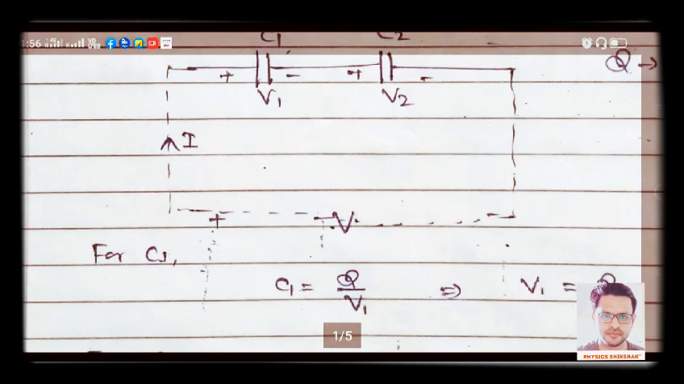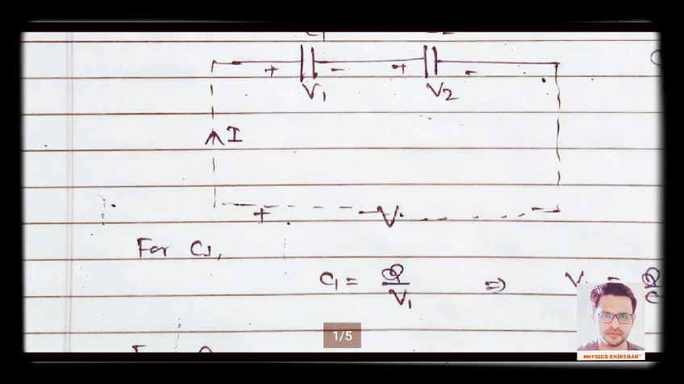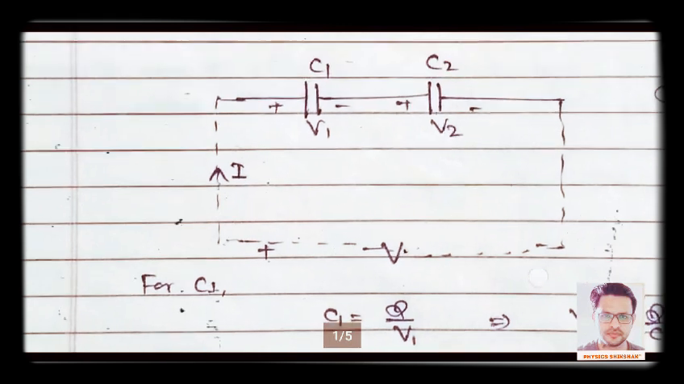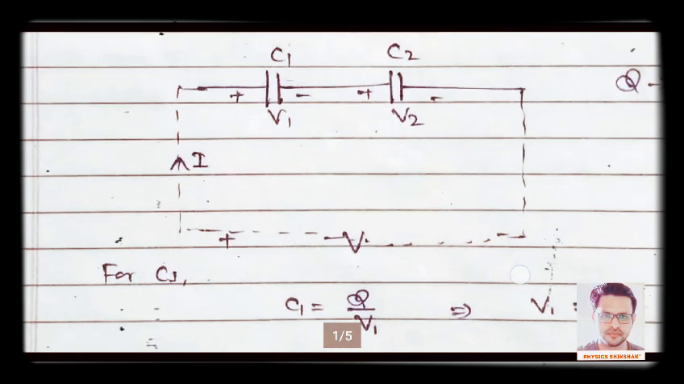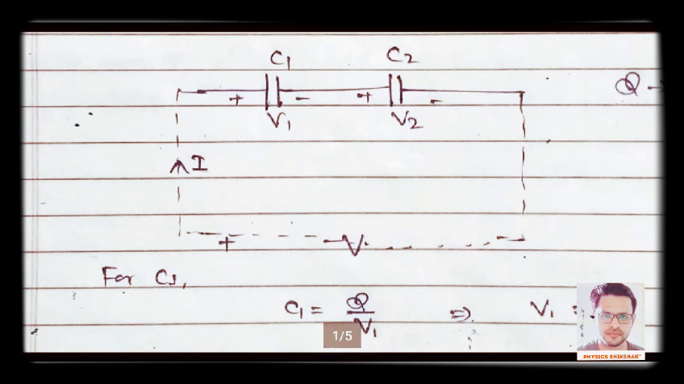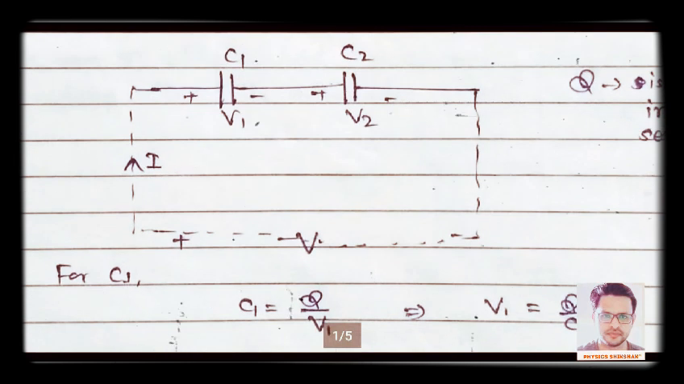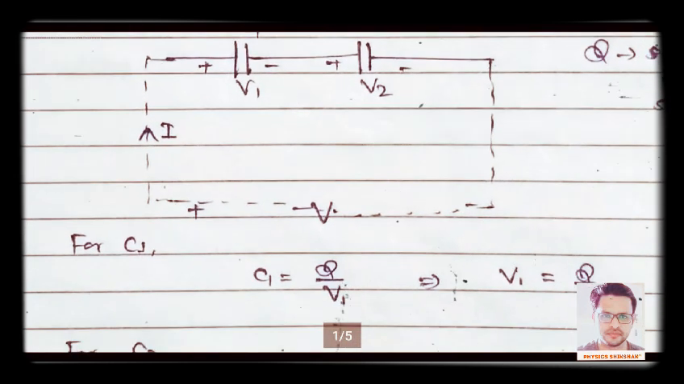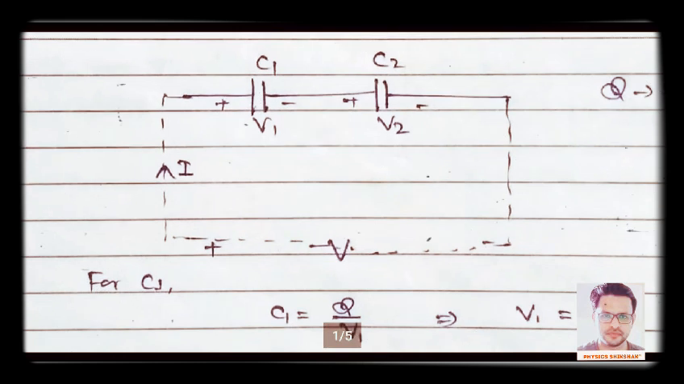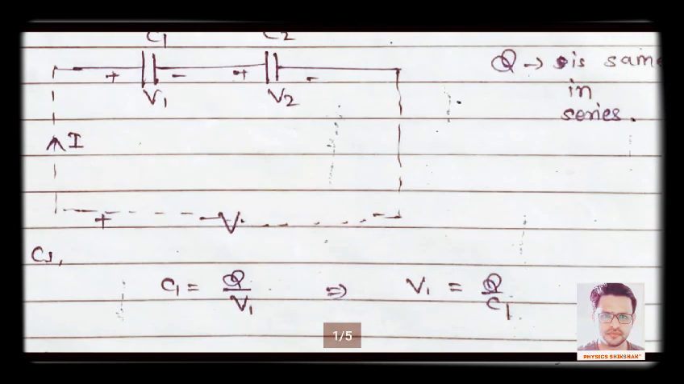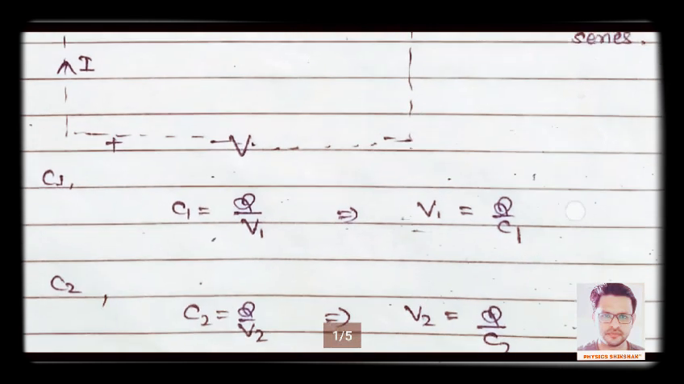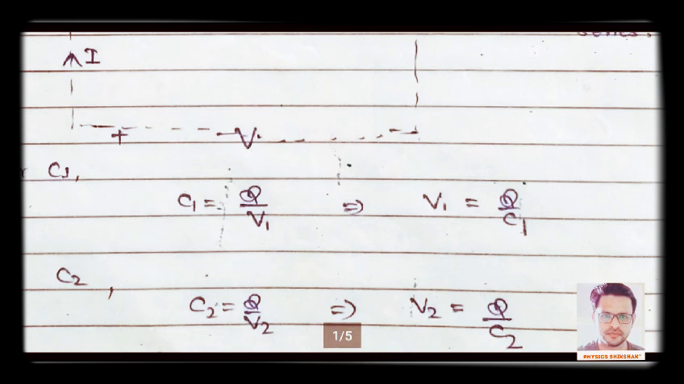Now students, just have a look here. For capacitor C1, if I measure the potential difference across C1, let's say we have got V1, and across C2 we have got the potential difference V2. Now we know the relation for any capacitor: charge by potential difference across it is a fixed ratio, which is equal to the capacitance itself. So I can say C1 equals Q by V1, and C2 equals Q by V2. If I solve it, I can get V1 equals Q by C1 and V2 equals Q by C2.